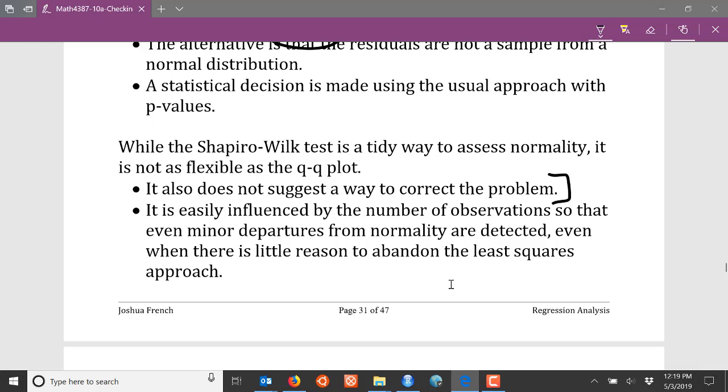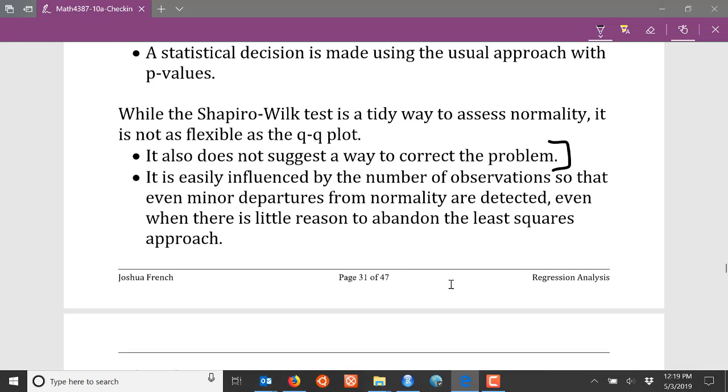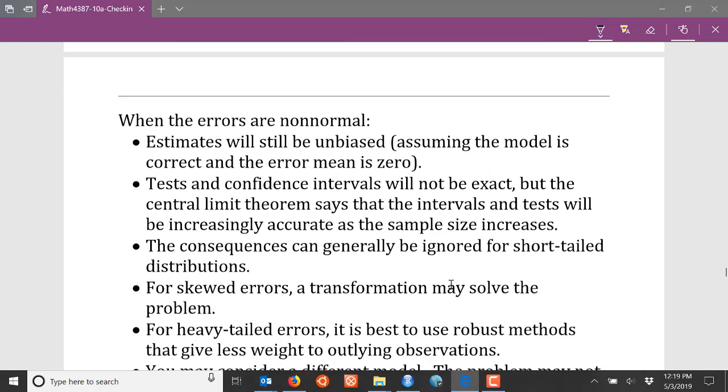So I really feel like the QQ plot gives you more information about how you might handle a violation of normality when you're looking at the QQ plot of your residuals. Additionally, the Shapiro-Wilk test can be easily influenced by 1 or 2 points that deviate from normality for large data sets. And as we'll see here, really, as long as you have enough data, the central limit theorem is going to kick in, and this normality assumption is not terribly important for most things that we're going to do.